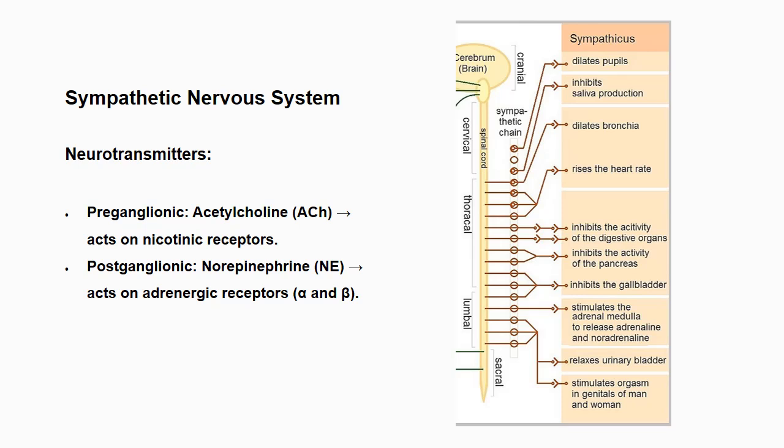Effects of the sympathetic stimulation are many and shown in the diagram on the right side. These include increased heart rate and blood pressure, dilated pupils, bronchodilation, inhibited digestion, sweating via cholinergic fibers, mobilization of glucose and fatty acids.